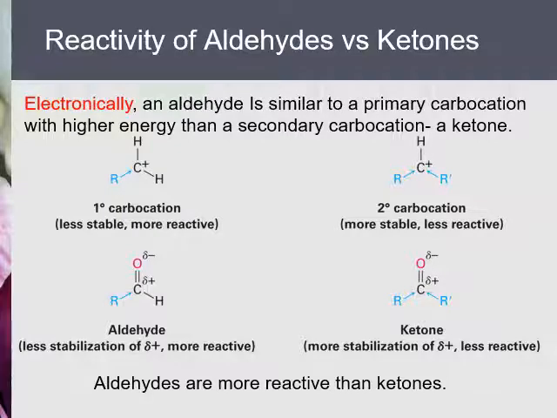Electronically, an alkyl group is an electron donating group. In an aldehyde, there's only one alkyl group that donates electrons to this positive charged carbon, but in a ketone there are 2 of them, making this carbon less positive. And if the carbon is less positive, it's not as reactive toward attack by the nucleophiles.